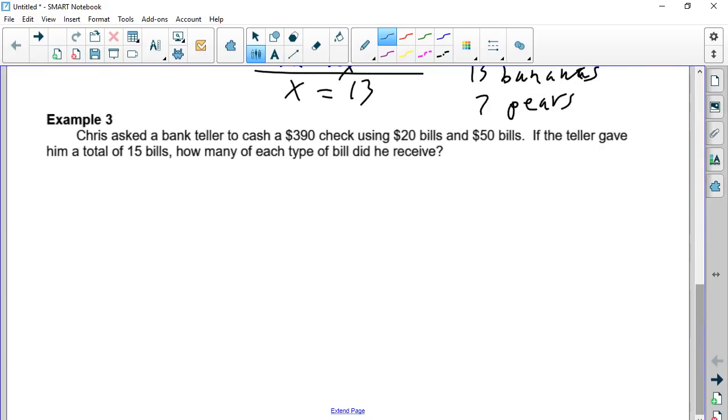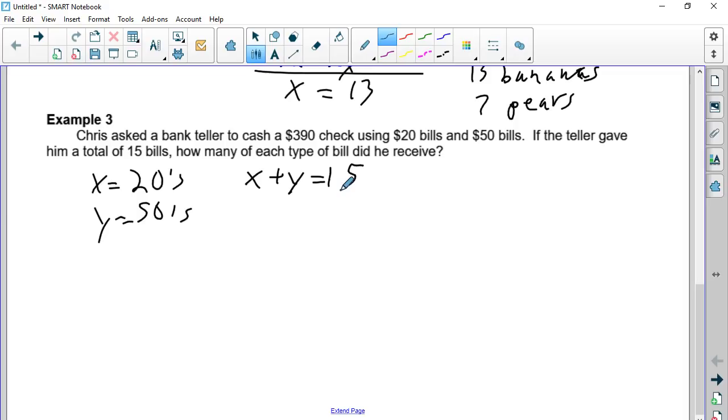Chris asked the bank teller to cash a $390 check using $20 bills and $50 bills. So I want to call x my 20s and y my 50s. All right? Now, they got a total of 15 bills. So number of 20s plus number of 50s equaled number of bills total. Values, pretty obvious. Value of a 20 plus value of a 50 equals the total value, which is 390.